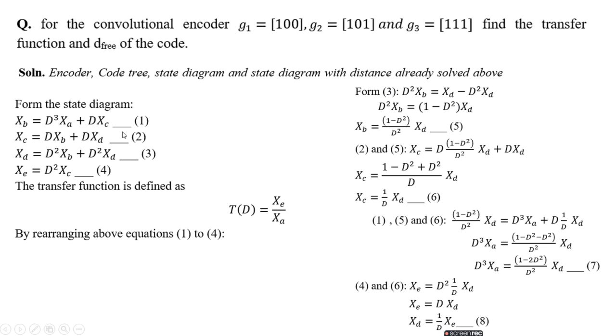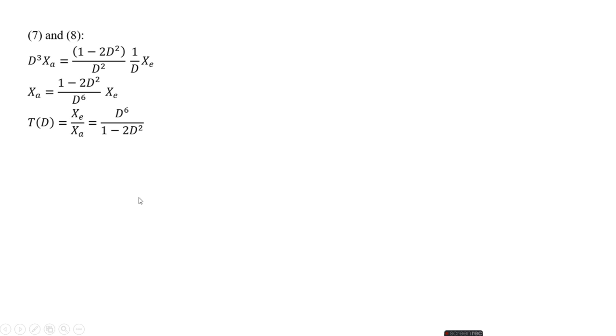We will see in equation 3 what the values are. Okay. Just rearrange it, so you will find equation 5 from 2 to 5, and you can find equation 6 from 1, 5 and 6. You will find equation 7 from 4 and 6. You will find equation 8. That's how, from 7 and 8, you will find the transfer function, which is T of D, which is what we had mentioned previously.